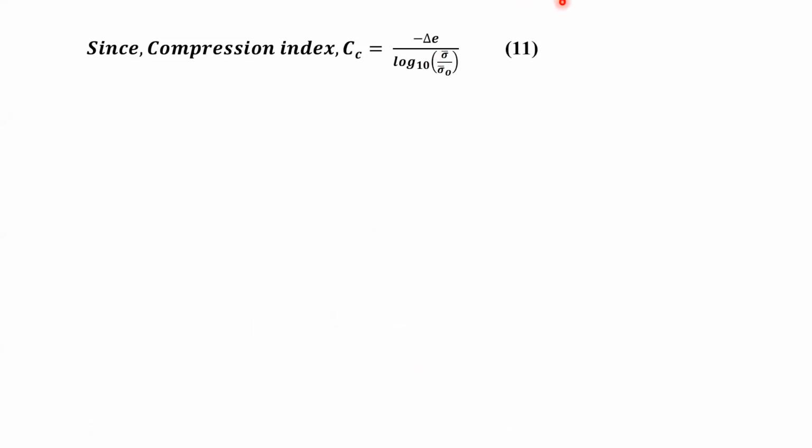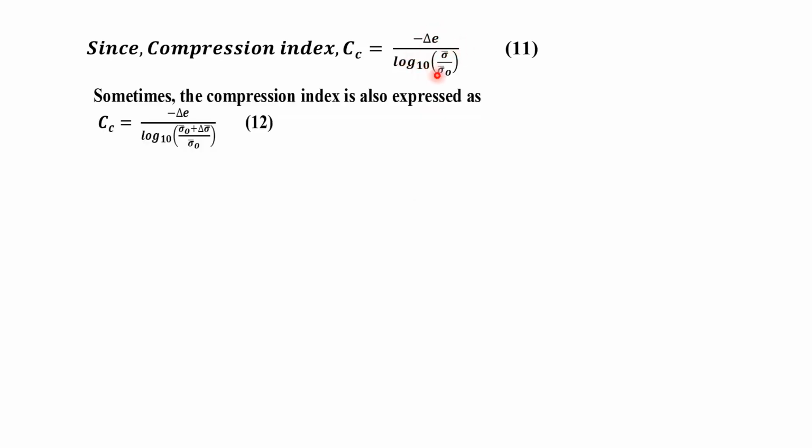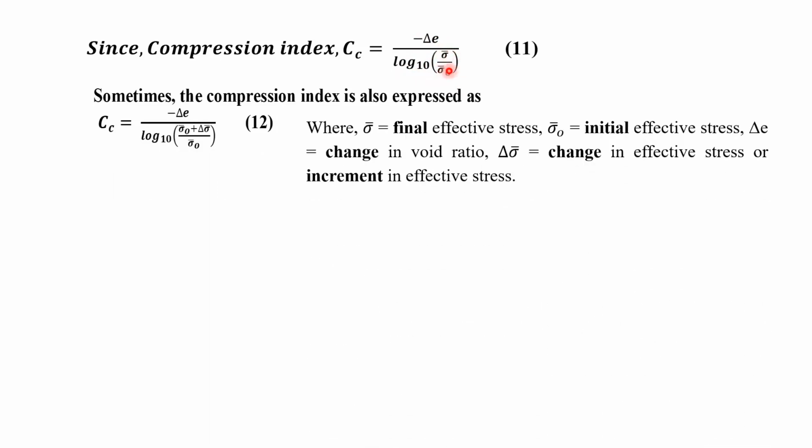Now as you know, the compression index Cc, we have also studied this definition in the last lecture, is the change in void ratio divided by log of the final effective stress divided by initial effective stress, base 10, right? This formula is sometimes also written like this way for the compression index. So both formulas can be used for solving the numericals.